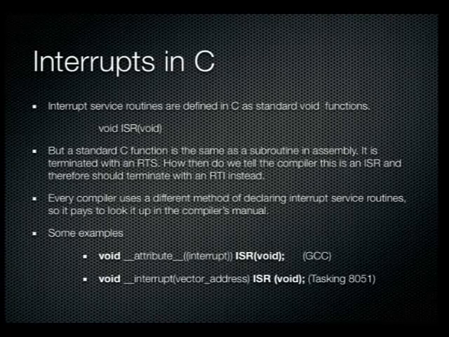Depending on which compiler you're using, the way you define that a particular subroutine is an interrupt service routine can in fact differ. So it pays to look it up in the actual manual for that compiler. But I've given some examples here of using GCC, or also the Tasking 8051 compiler. When using the GCC compiler, we can define a subroutine as an interrupt service subroutine simply by using the void attribute interrupt keyword in front of the subroutine's name.